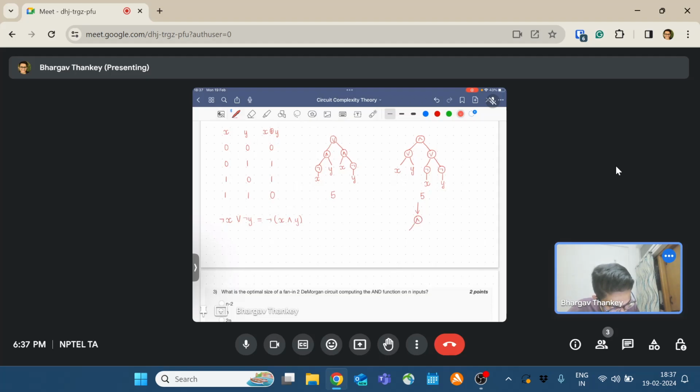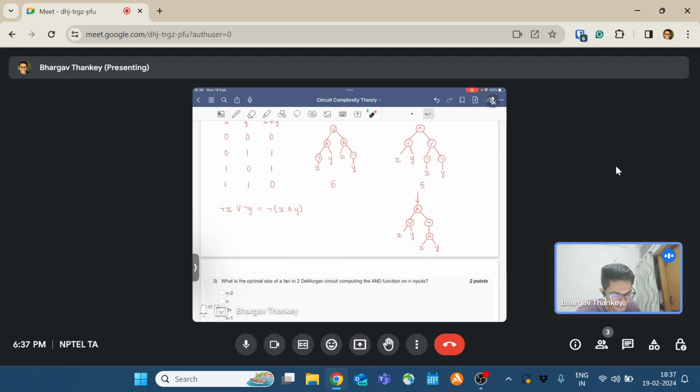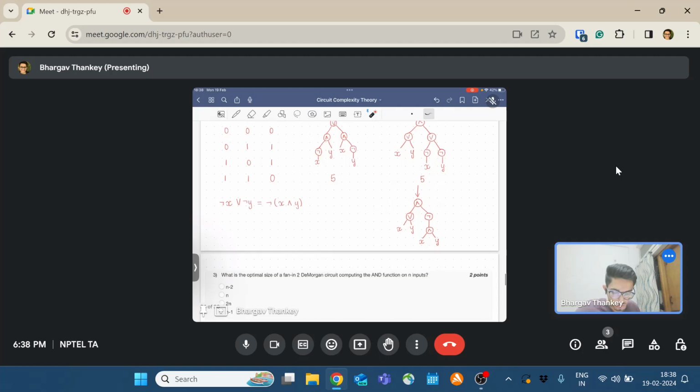And, or, not, and, X, Y. What did I do? It's not. Yeah, so these two are the same circuit, right? Because this is not X or not Y, and this is not of X and Y. So this has size 4.